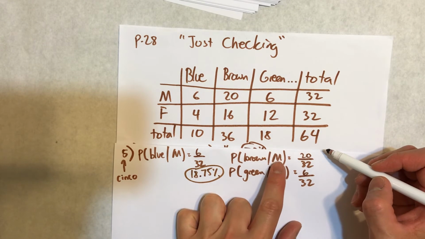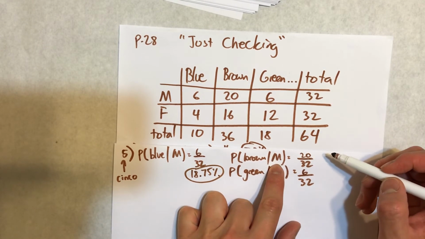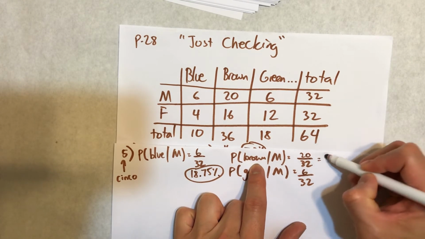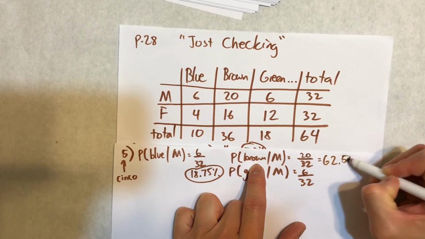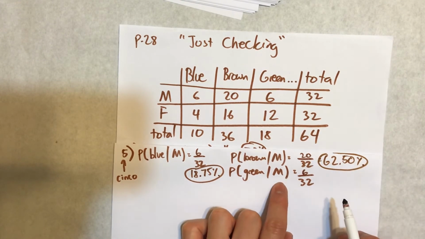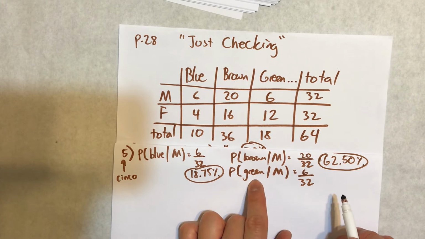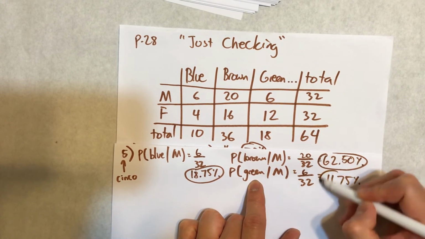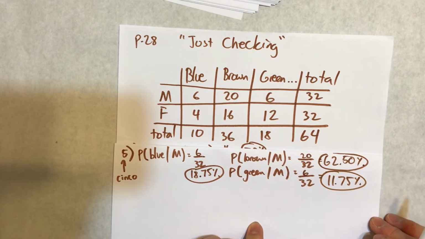Brown, given that you're male, what's the probability you have brown eyes? That would be 62.50. Okay. Given that you're a male, what's the percentage of those that have green eyes? Would be 11.75. Like that, okay? That's number 5.